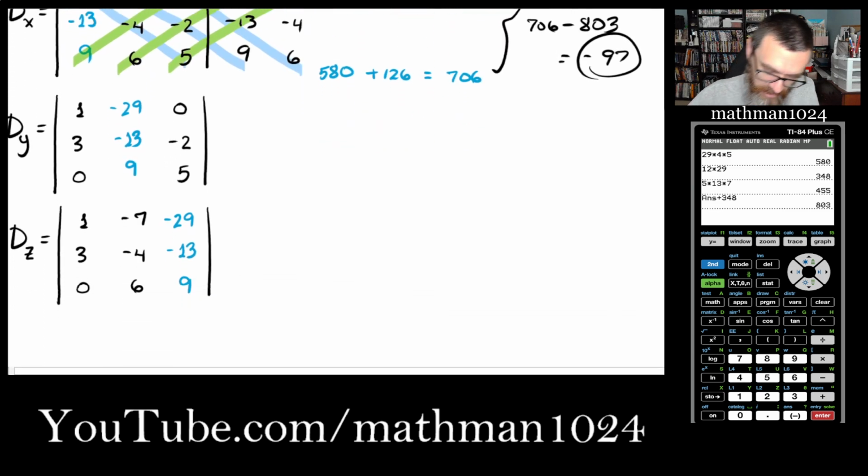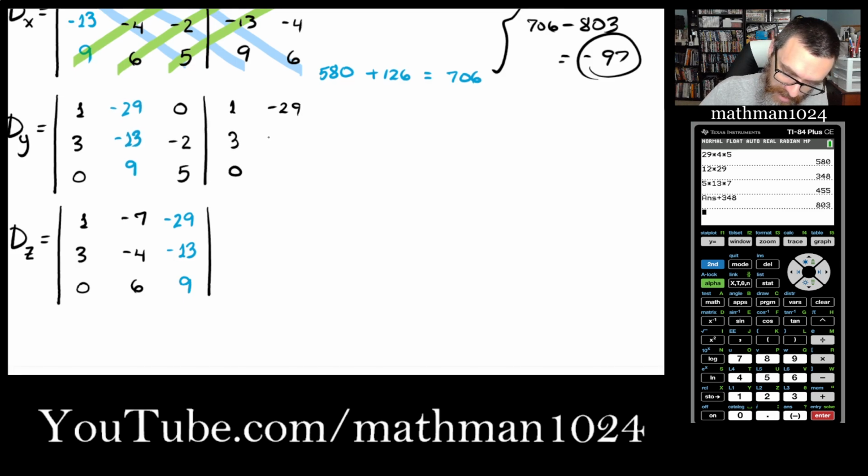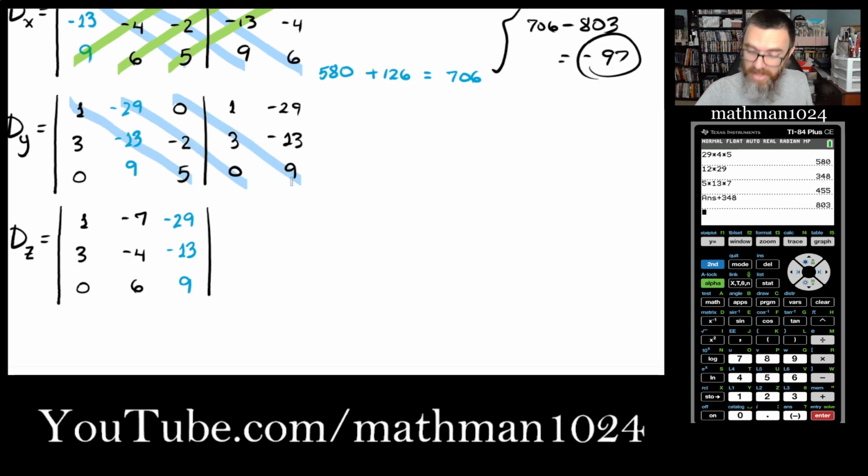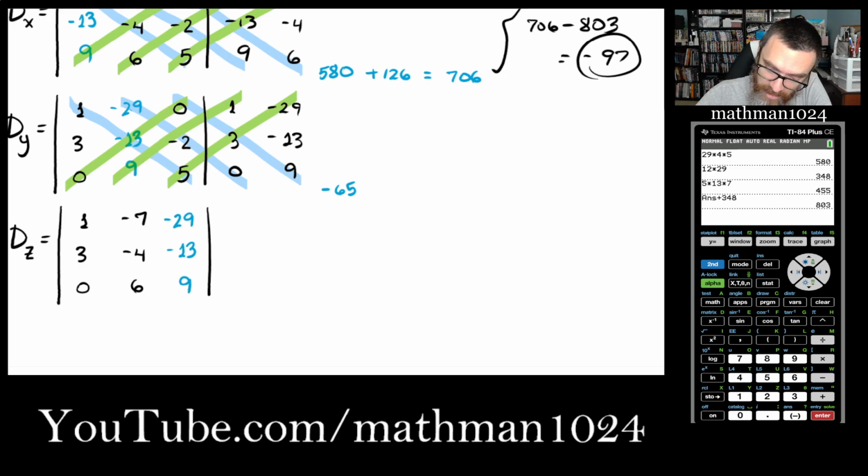Now for the next one, we're going to do 1, 3, 0, negative 29, negative 13, and 9. Take care of these diagonals. Now this one's a nice one because we see that we've got a couple of diagonals with 0, so we can ignore those. We've got 1 times negative 15 times 5, so it's negative 65. Then we have 0 there and a 0 there, so all right, we're good there. And let's check these. So the first diagonal there is a 0. Then we have negative 18, 5 times 3 times 29.